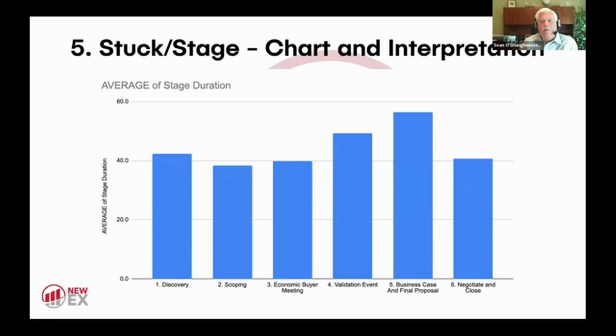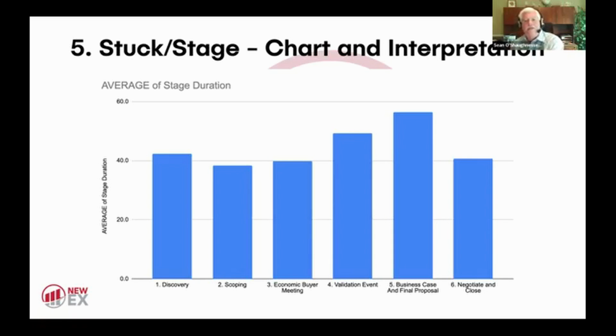So let's apply some company resources to get that 50 down to 40, down to the average across the board. The other ones are all about 40, except for validation, and business case and final proposal. So maybe as a company, we should be focusing on what tools, what techniques we can use to get everybody better at those two activities. That will shorten my sales cycle.